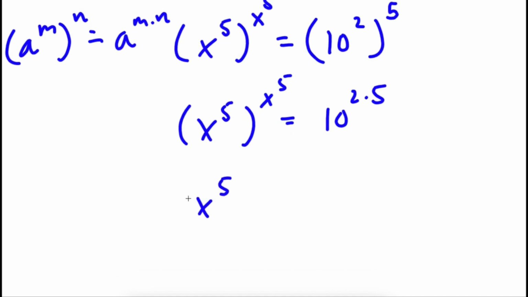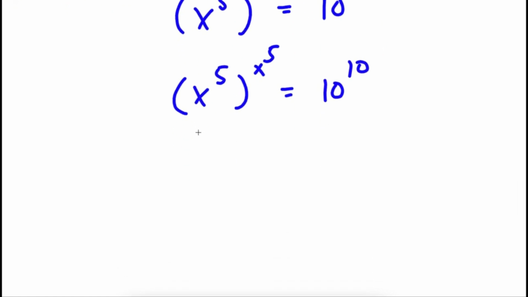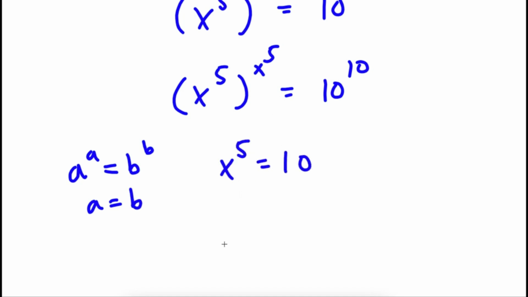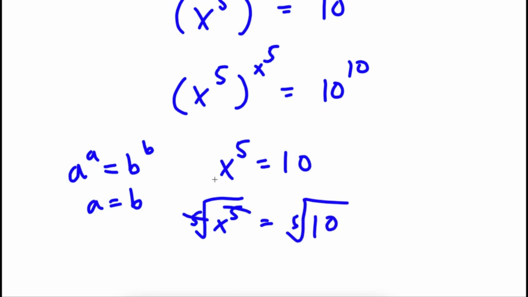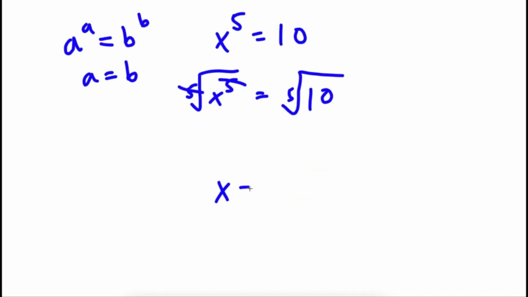And 2 times 5 is simply 10, so now I have x to the power of 5 to the power of x to the power of 5 is equal to 10 to the power of 10. Now, if I have something in the form a to the power of a is equal to b to the power of b, then this means that a is equal to b. So in this case, x to the power of 5 is equal to 10. Now to solve this, I'm going to be taking the fifth root on both sides. So then these two cancel out, and I'm left with x is equal to the fifth root of 10.